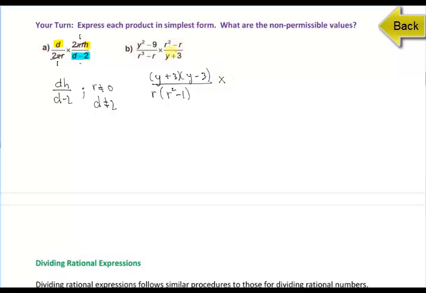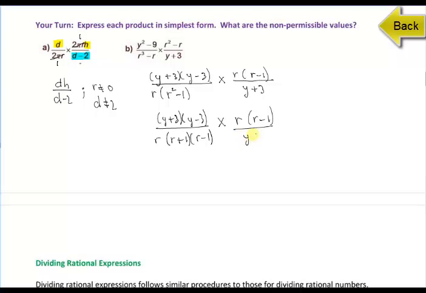Okay, so let's take a look at what's over on the right here. We have r squared minus r, so we can factor out an r. That would leave us with r minus 1 over y plus 3, which cannot be factored. And so in our next step we are going to factor the r squared minus 1. So we have y plus 3 and y minus 3 over r times r plus 1 times r minus 1, and then times that by r times r minus 1 over y plus 3.